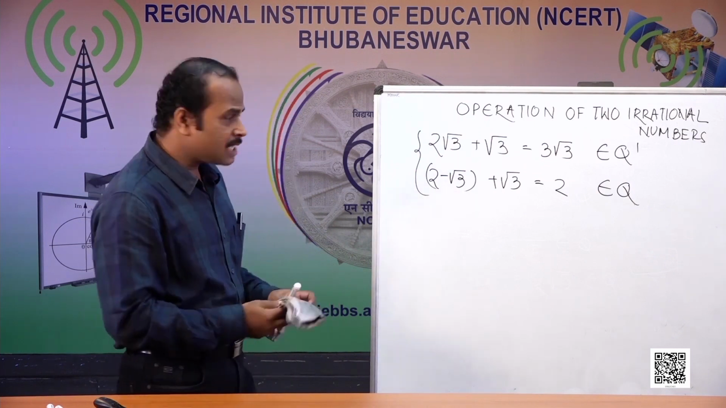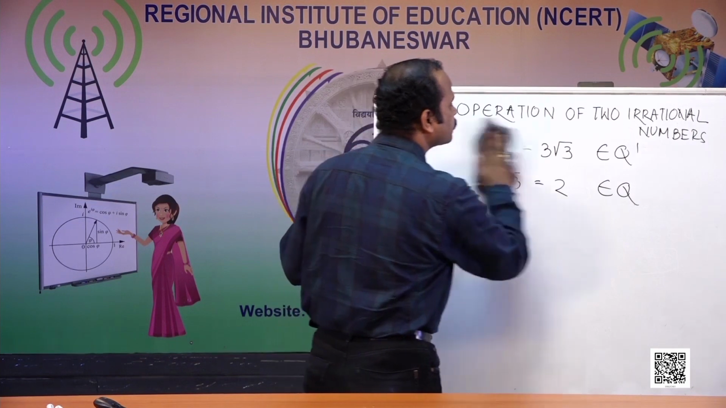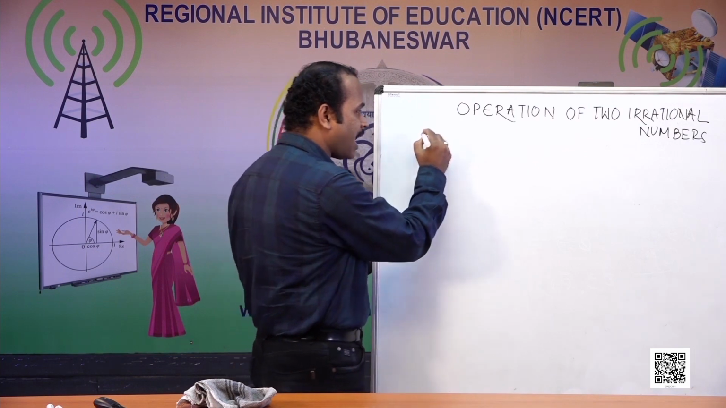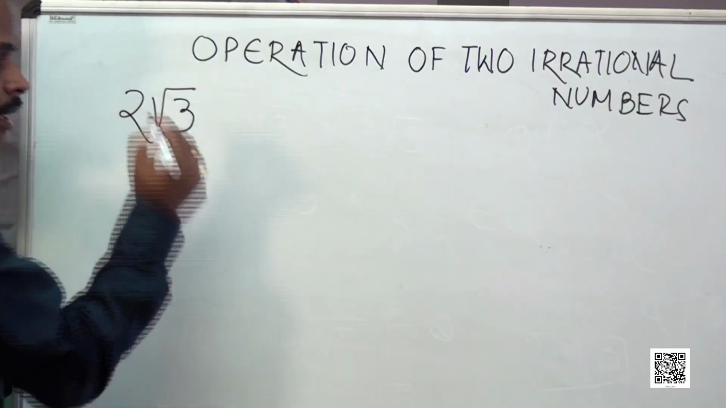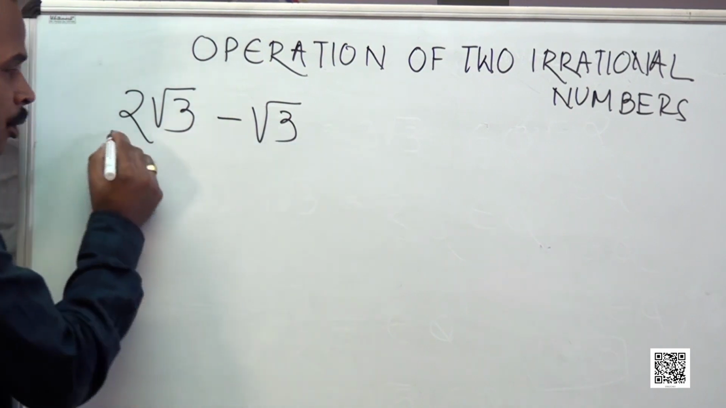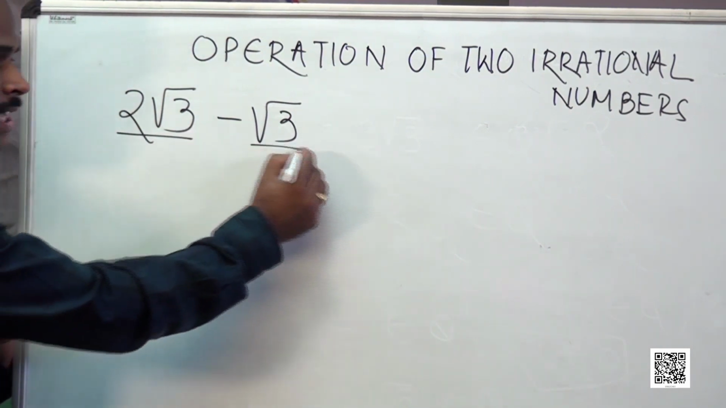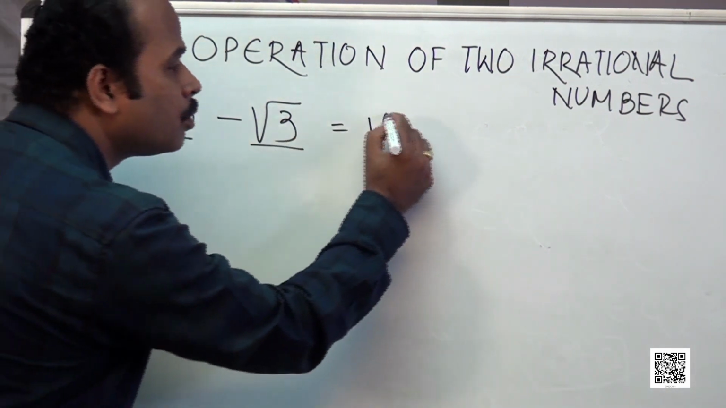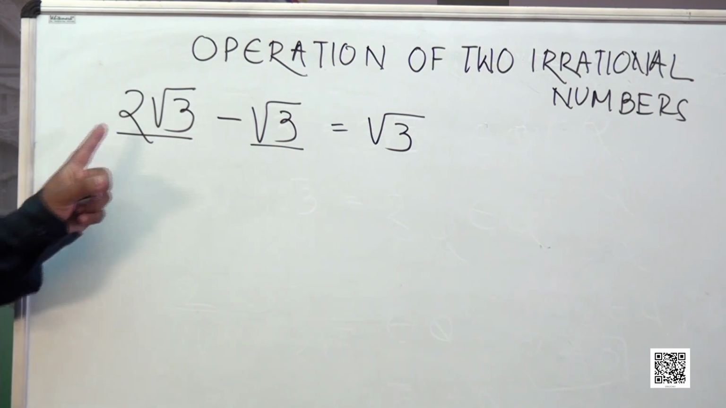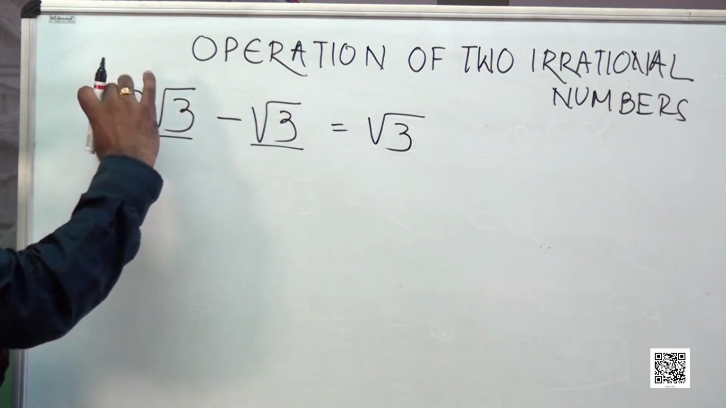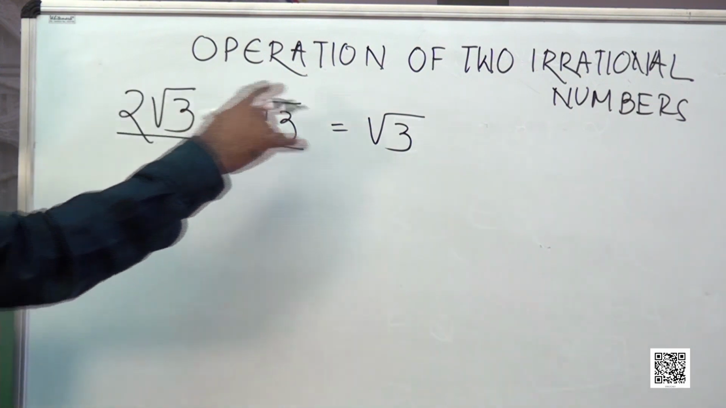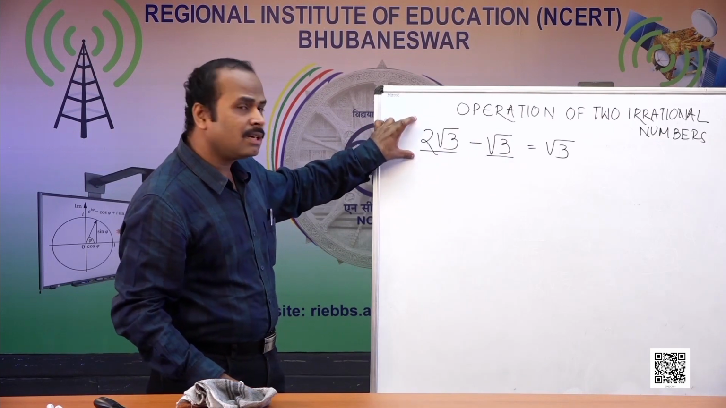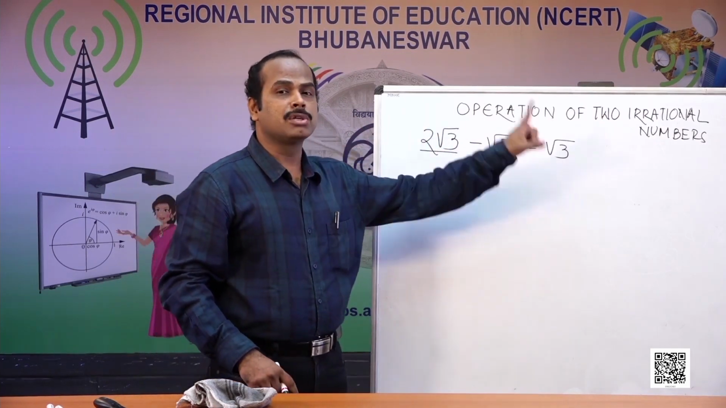Let us see what happens in the difference case. When we subtract, suppose I have 2 root 3 minus root 3. 2 root 3 is an irrational number I have taken, and root 3 is another irrational number. So 2 root 3 minus root 3 becomes root 3. How did it become root 3? I take root 3 common, then the remaining is 2 minus 1, which is 1. So 1 into root 3 becomes root 3. So 2 root 3 minus root 3 equals root 3. Now this is irrational, and the result is also irrational.